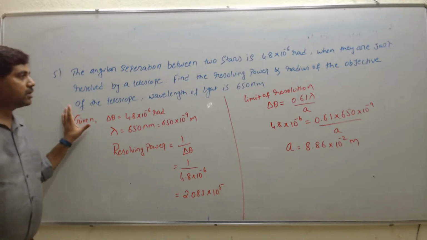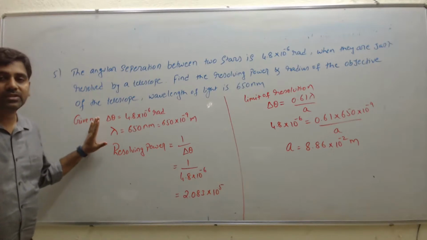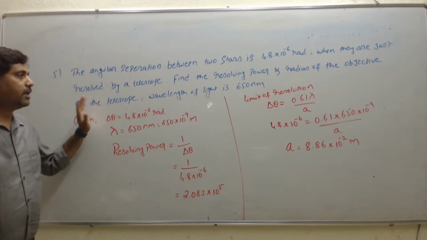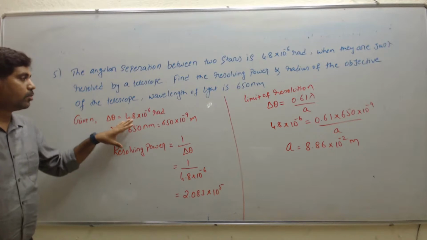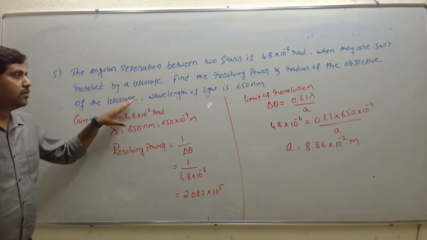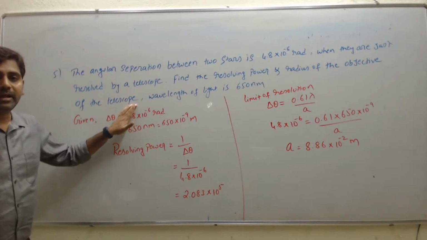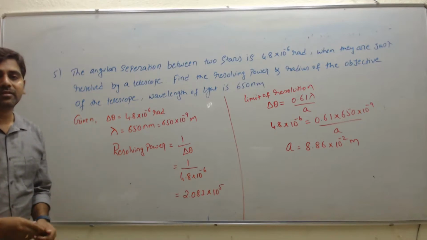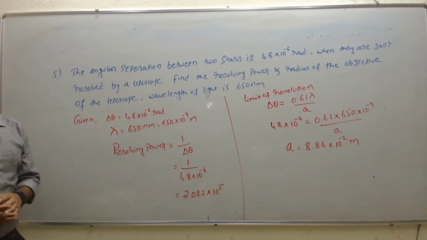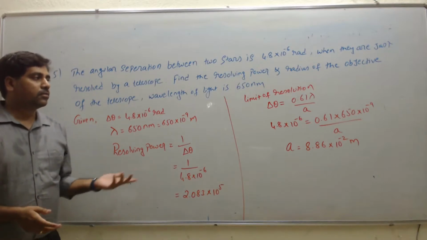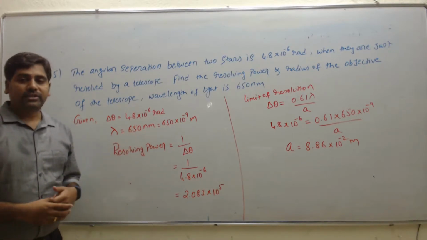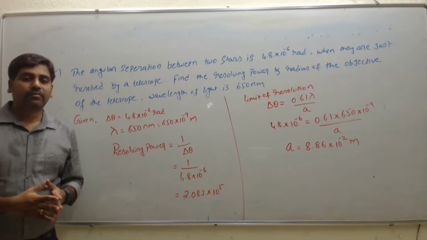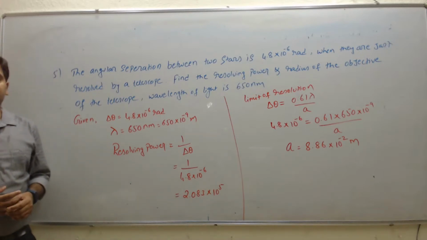So these are the problems based on diffraction, and also the problems based on the resolving power of the telescope and microscope. From the next class we will discuss a new phenomenon, that is the phenomenon of polarization. How it happens, we will discuss in the next class. Thank you.